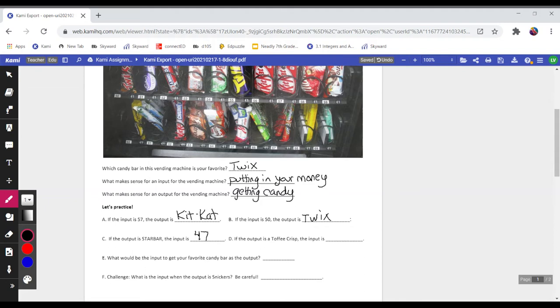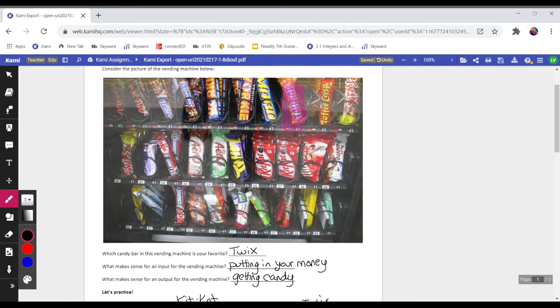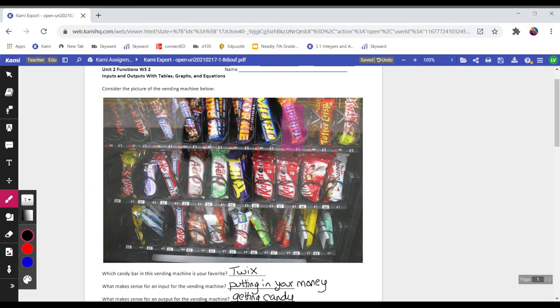If the output is a toffee crisp, what is the input? So another not so common candy here, but a toffee crisp. Ooh, a toffee crisp is actually right next to the Star bar. And that's going to be number 48 for a toffee crisp.